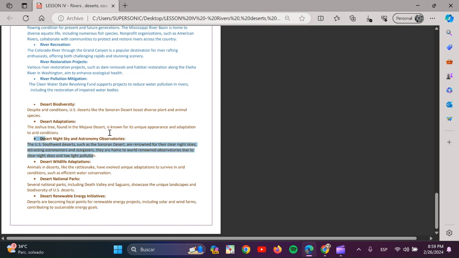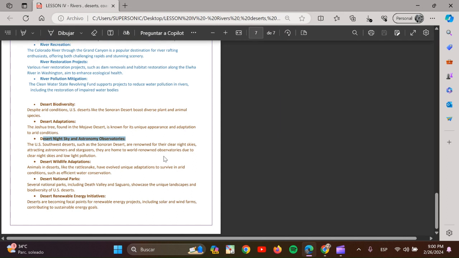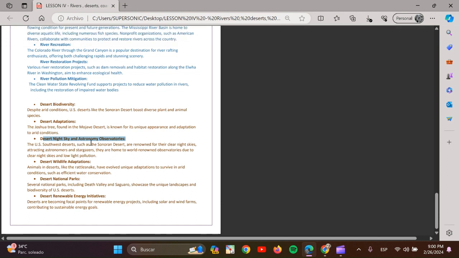This is the night sky and astronomy observatories. It's very cool because in the US, Southwest deserts such as the Sonoran Desert are very well known for their clean night skies. So this attracts astronomers and stargazers. It could be home to world observatories due to clear night skies and low light pollution.